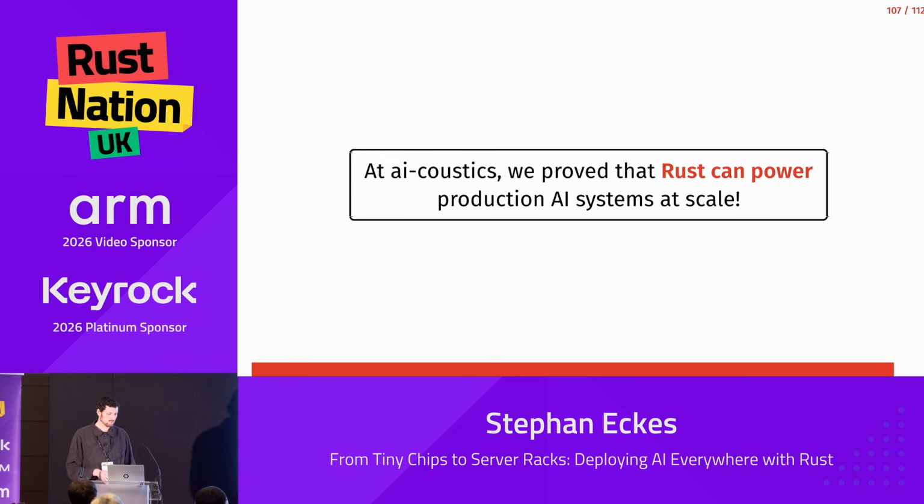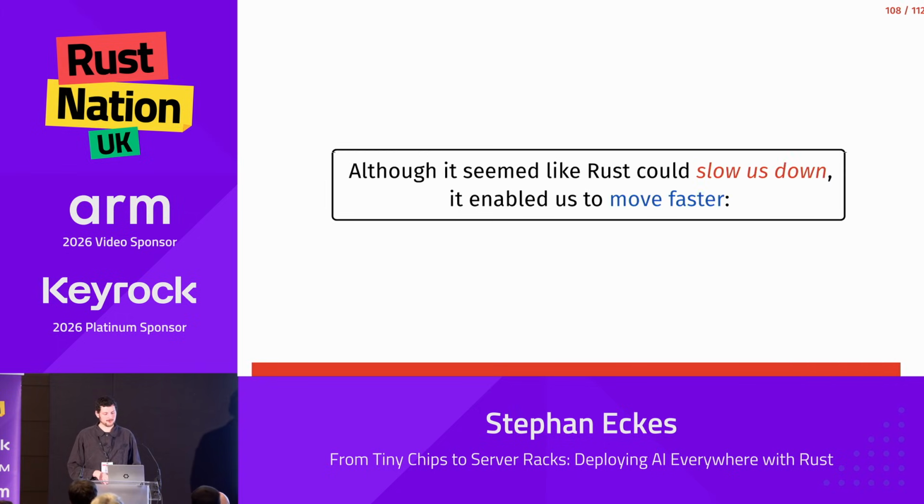I think we proved that Rust can power production AI systems at scale. And I have to say, although it seemed like Rust could slow us down, in the end it enabled us to move faster, because if a client is asking, hey, can you compile for this platform? I just do cargo build for this architecture, send it to them, and they are happy, and they release their product immediately with this build, and I don't even need to test it, which is insane.